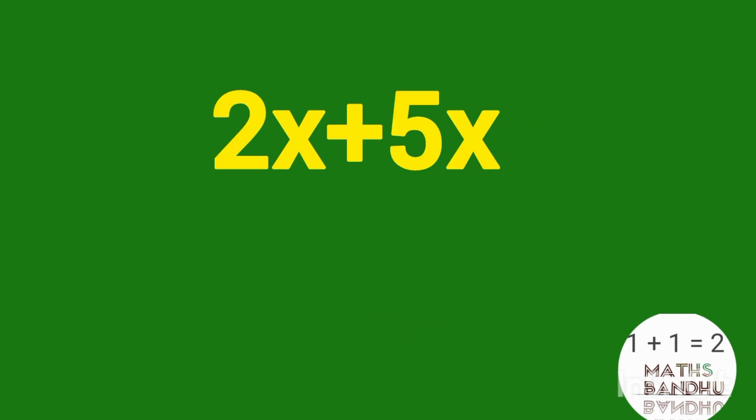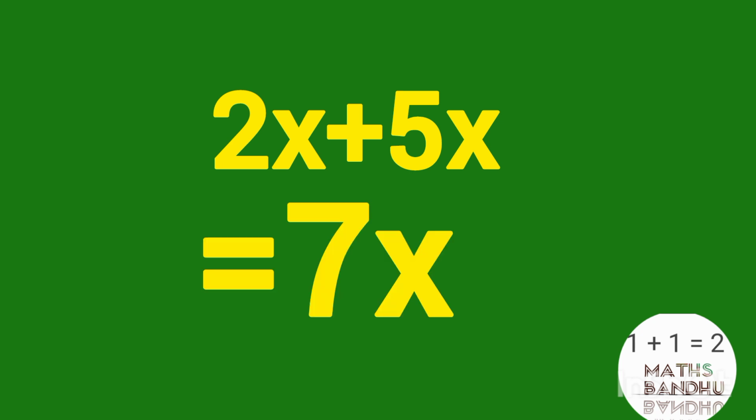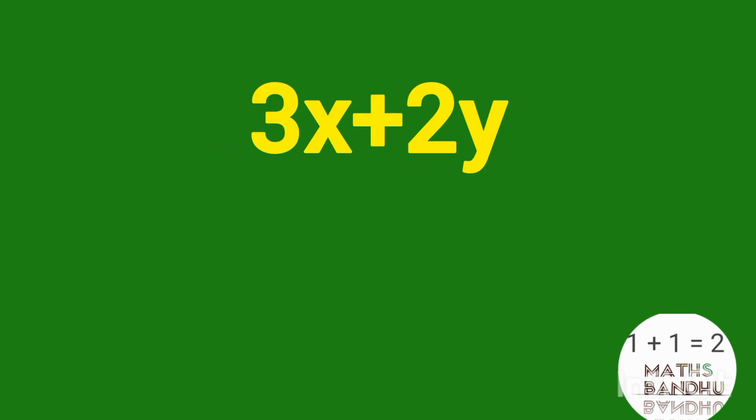Now if it's clear, now solve this sum in the comments. Solve now 2x plus 5x. x and x are like apples. So 2 apples plus 5 apples gives us 7 apples, 7x.